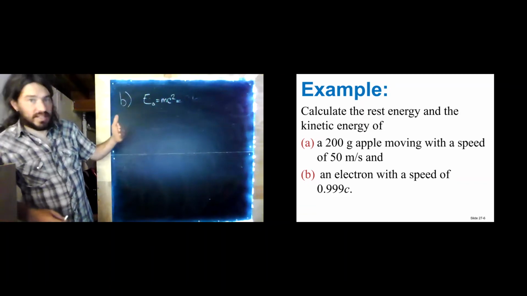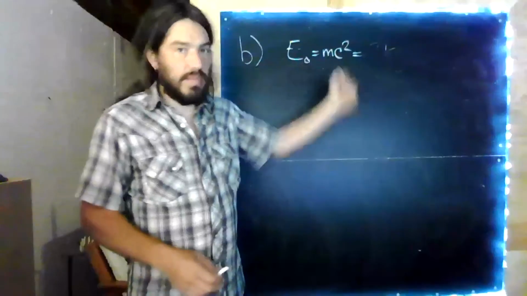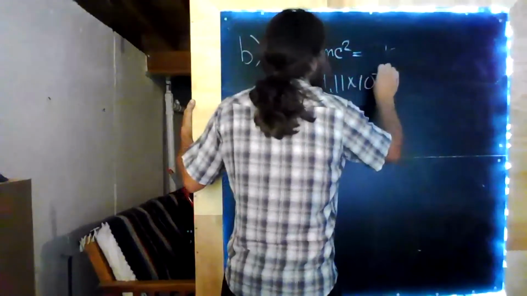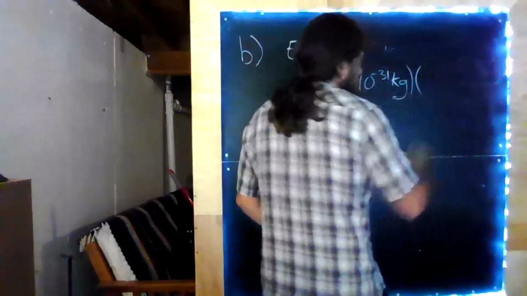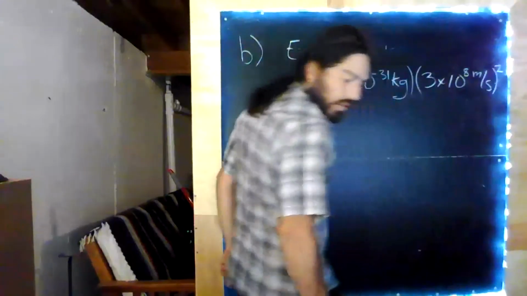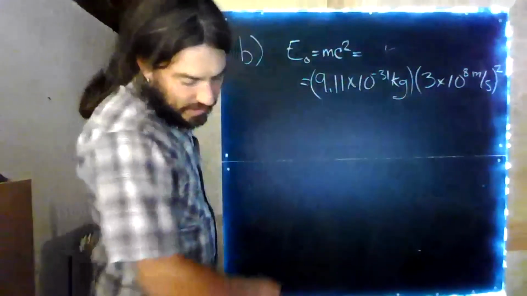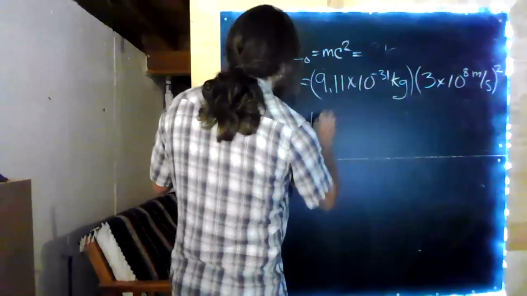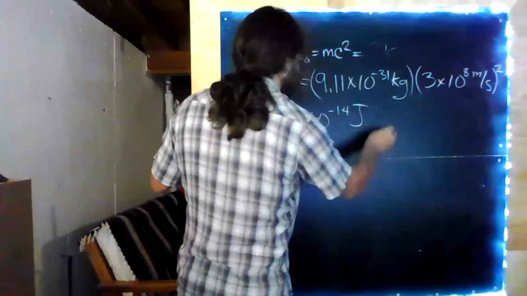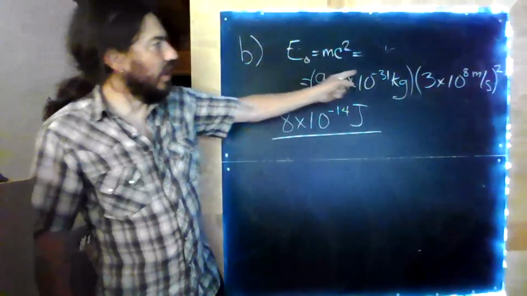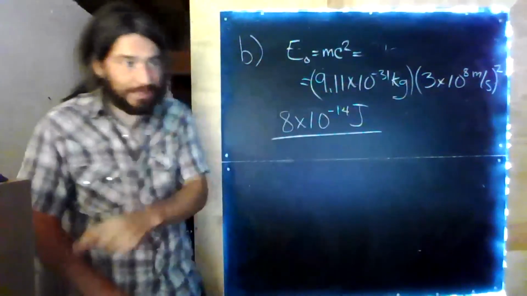So for the electron, again, for the rest energy, it's mc squared. 9.11 times 10 to the negative 31 kilograms is the mass, and 3 times 10 to the 8 is the speed of light. Now we run our calculator there, and we get 8 times 10 to the negative 14. Well, that's a small amount of energy, certainly, but we are talking about an electron, which has an itty-bitty mass.